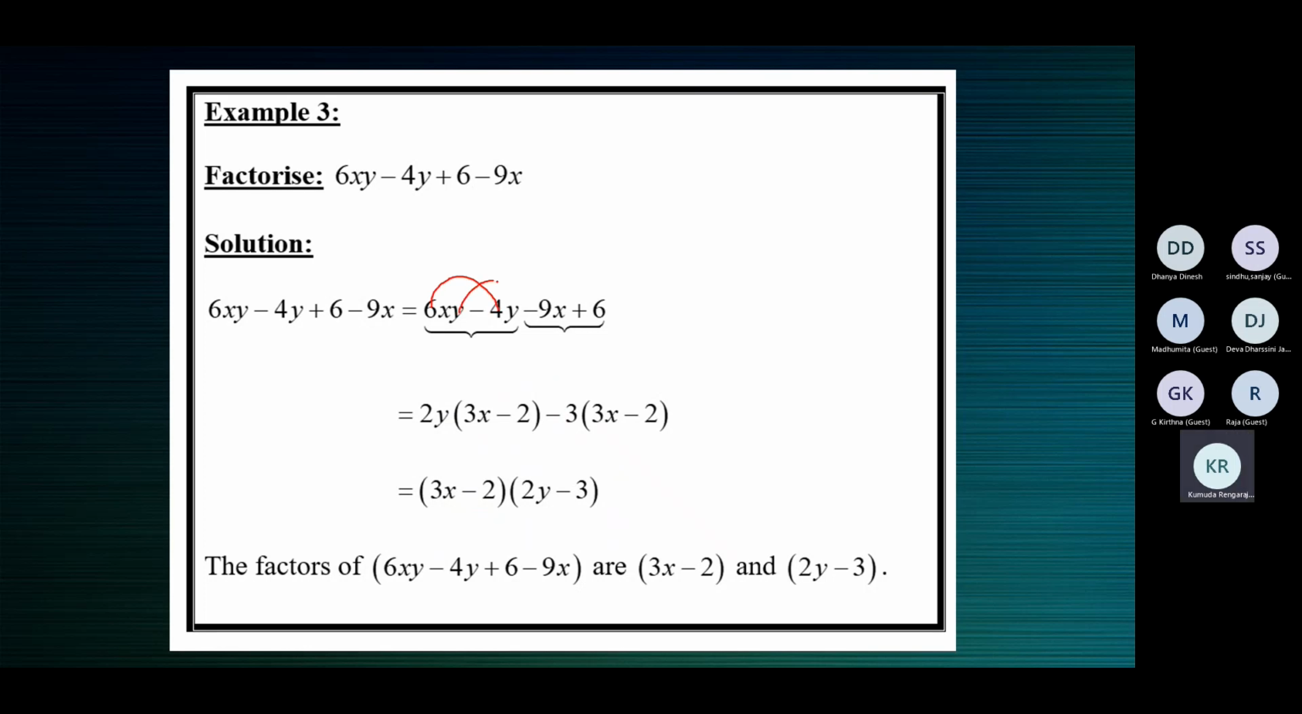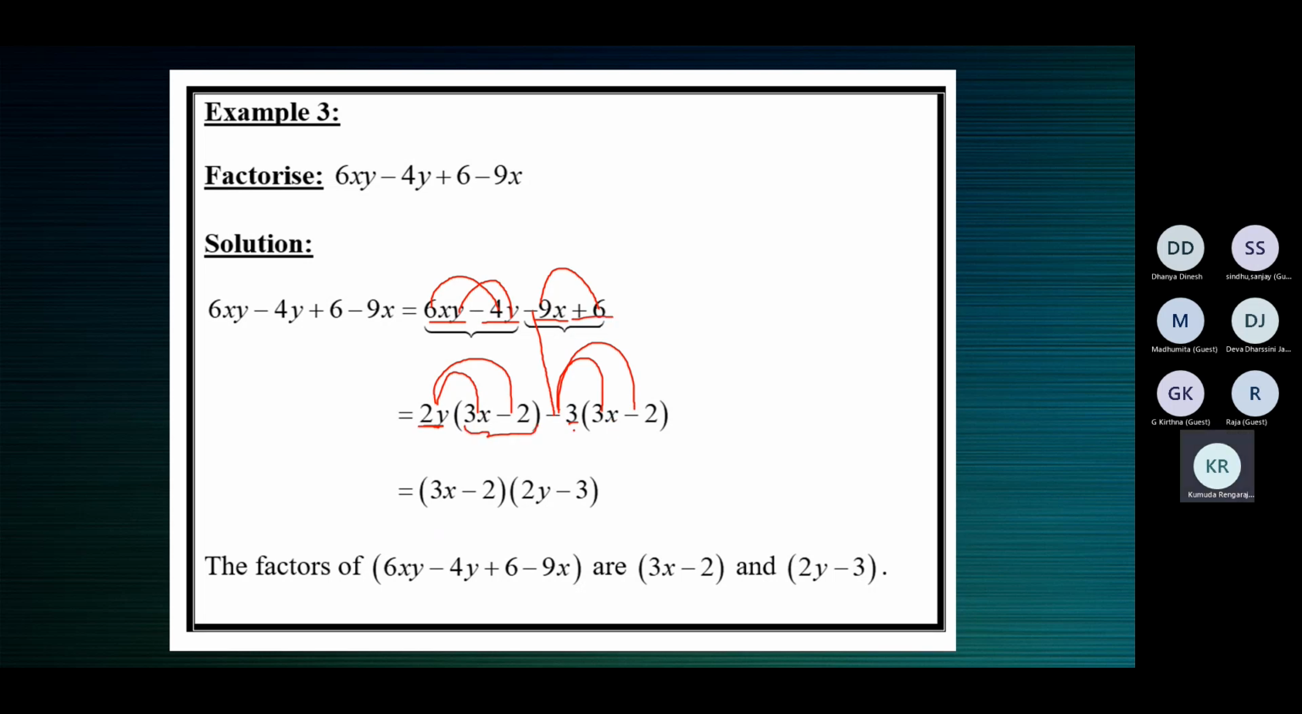And the HCF of y and y is y. There is no x factor here, so don't consider that. So 2y is common outside. 2y into 3x is 6xy. 2y into minus 2 is minus 4y. Similarly, the HCF of 9 and 6 is 3. It's minus 3. Write the sign as it is. Minus 3 into 3x is minus 9x. Minus 3 into minus 2 is plus 6.